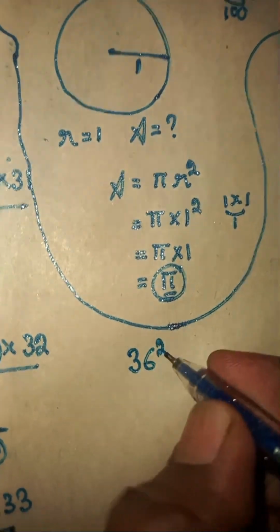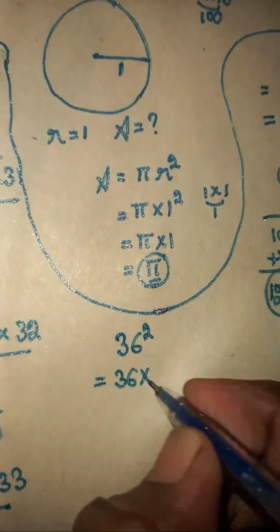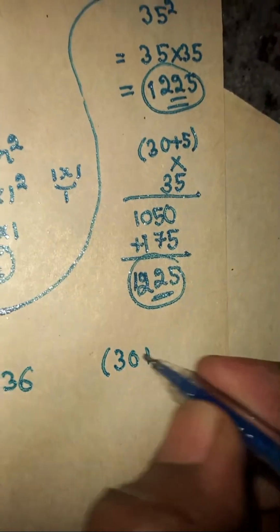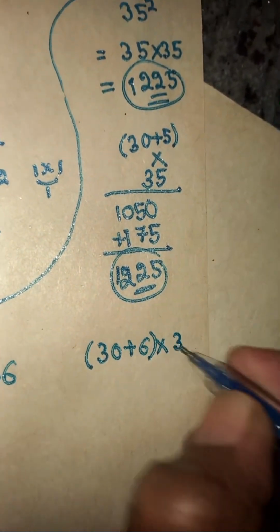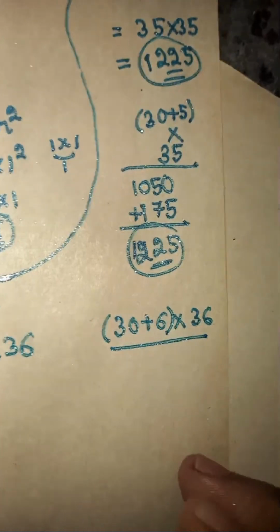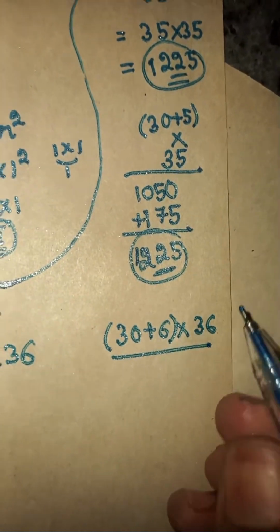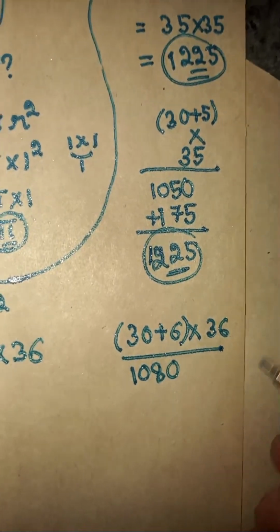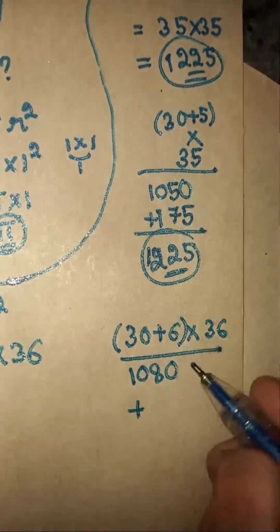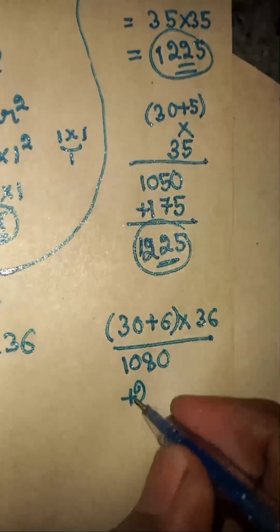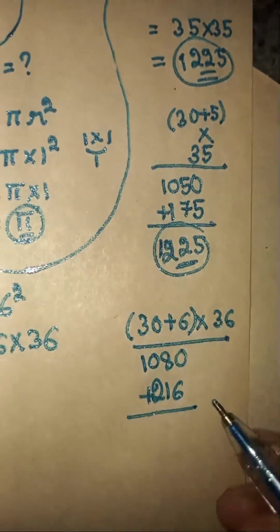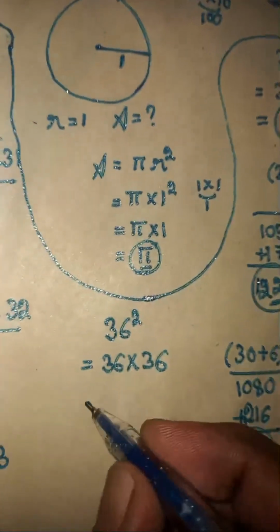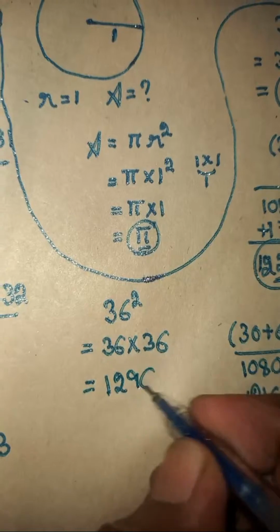Let's take what is 36 square. 36 square can be written as 36 times 36. Now you can split and write it as 30 plus 6 times 36. 36 times 3 is 90 plus 18, 108, so 1080, plus 36 times 6, 180 plus 36, which is 216, which is going to become equal to 1296. So this 36 square is 1296.